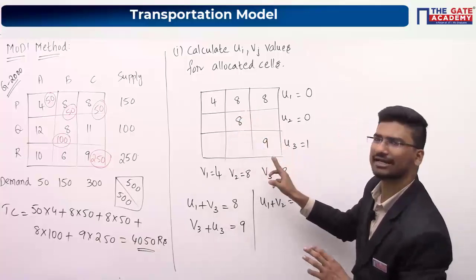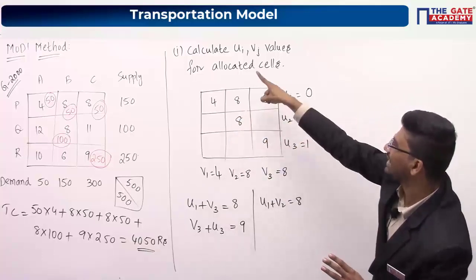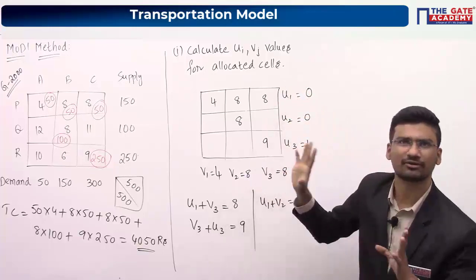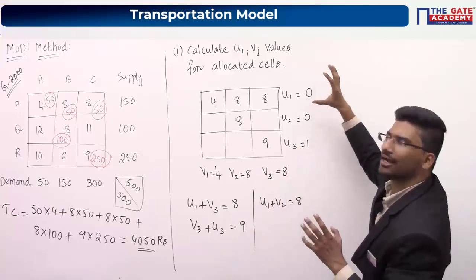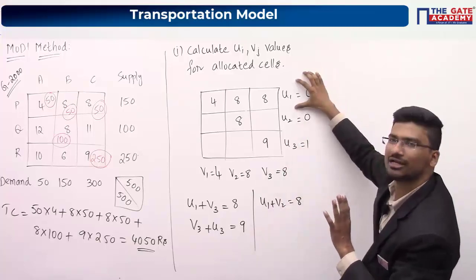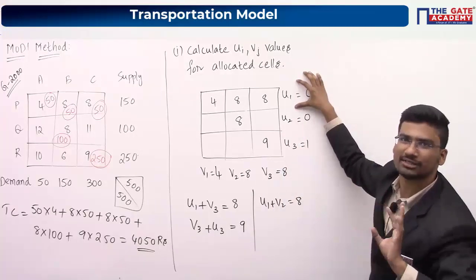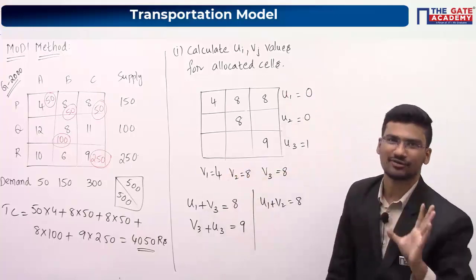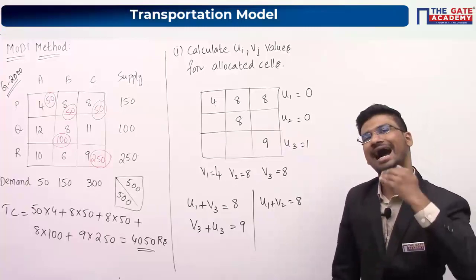Okay. So after writing, we have to calculate ui and vj values. u1, u2, u3, v1, v2, v3 values we have to calculate. Initially I am just assuming that u1 value as 0. So always you can take u1 value as 0. Among these 6 variables you can take any one value as 0, and you have to calculate the other values.